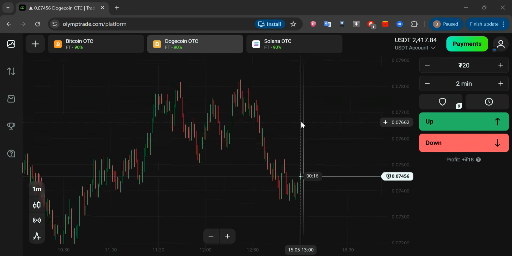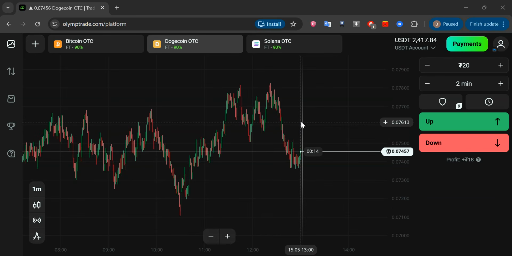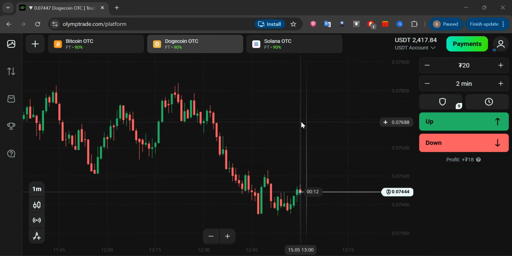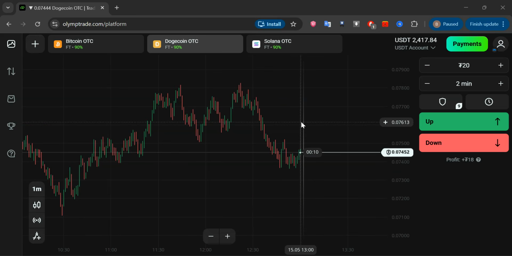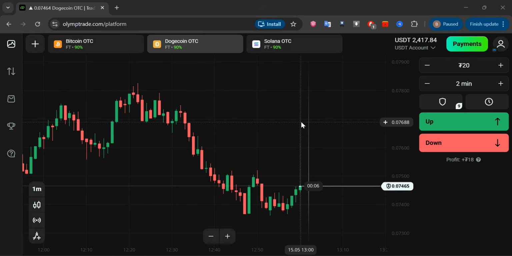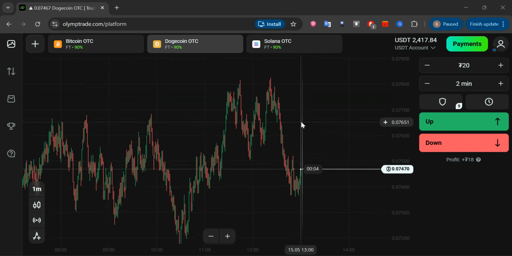First, we need to analyze the market. As usual, I use my strategy of support and resistance, and also use supply and demand. Then just combine it with the candlestick psychology for you to get good confirmations before you can take your trades.